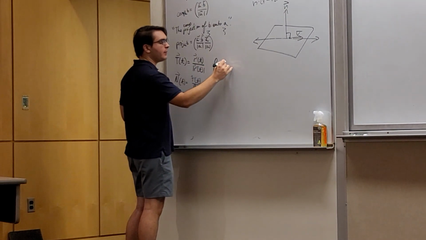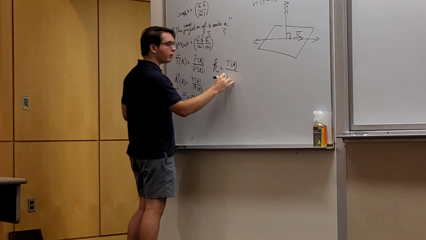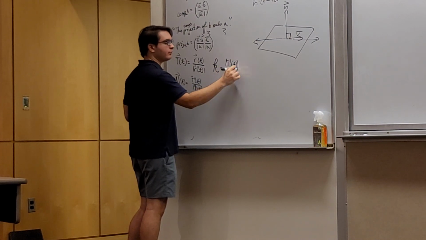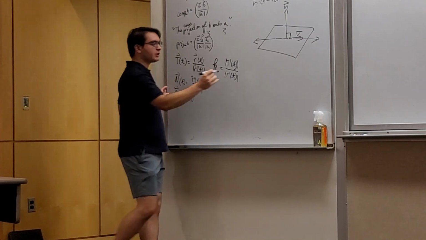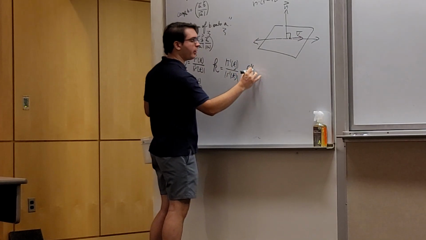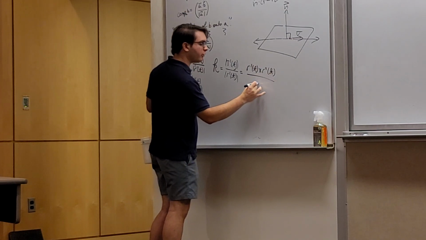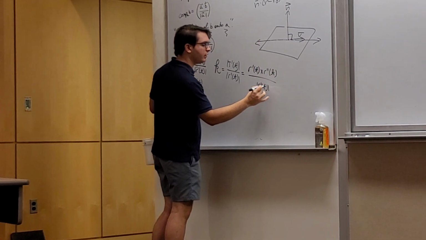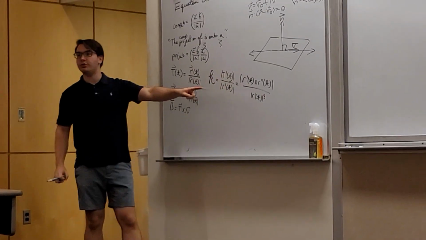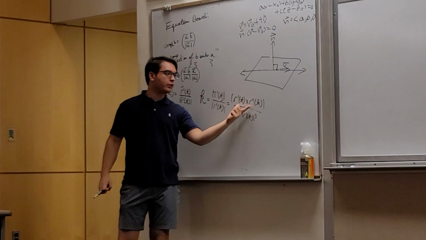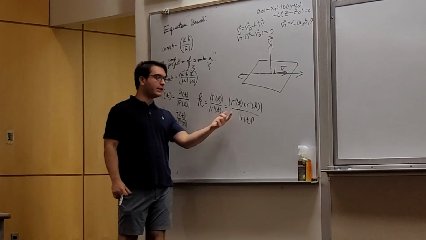K is curvature. The curvature is the magnitude of T prime of t over the magnitude of r prime of t. But it also equals something else: it also equals the magnitude of r prime of t cross r double prime of t over the magnitude of r prime of t cubed. Notice the magnitude signs here. Cross product returns a vector, but the curvature is a scalar, so I need to take the magnitude.